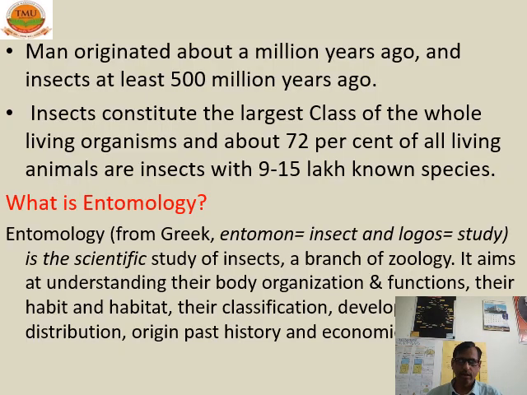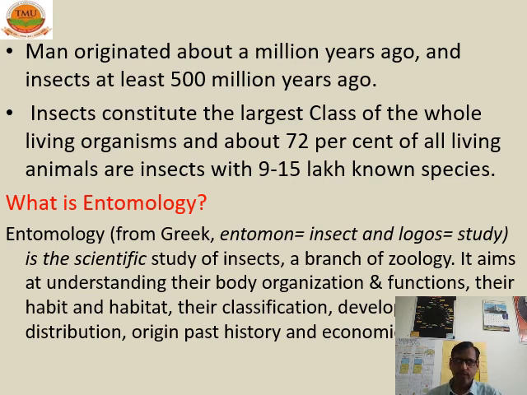Man originated about a million years ago, an insect at least 500 million years ago. Insects constitute the largest class of all living organisms, and about 72% of all living animals are insects, with 9 to 15 lakh known species.